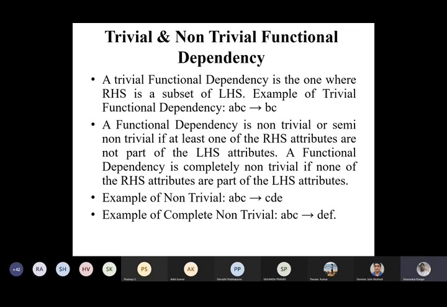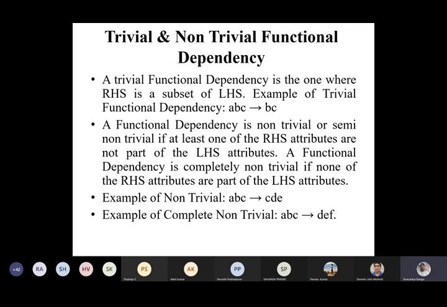D and E are the attributes in the right hand side that are not part of the left hand side attributes. So we say that it's a semi non-trivial functional dependency. And finally, we have a completely non-trivial functional dependency if none of the right hand side attributes are part of the left hand side attributes, right? So for example, in this case, A, B, C determines D, E, F, right? So here none of the right hand side attributes are part of the left hand side attributes. So we say that it's going to be a completely non-trivial functional dependency, right?